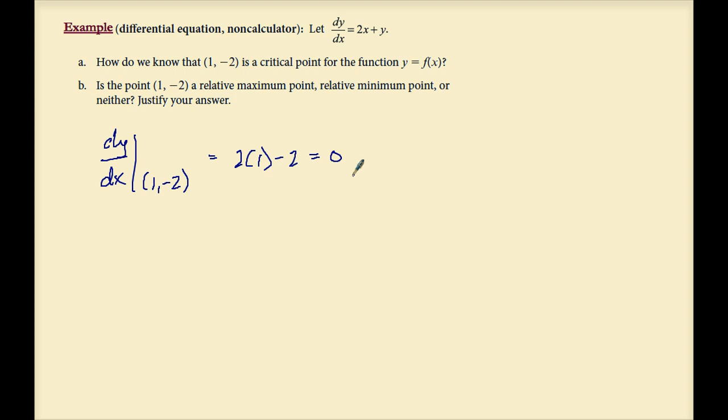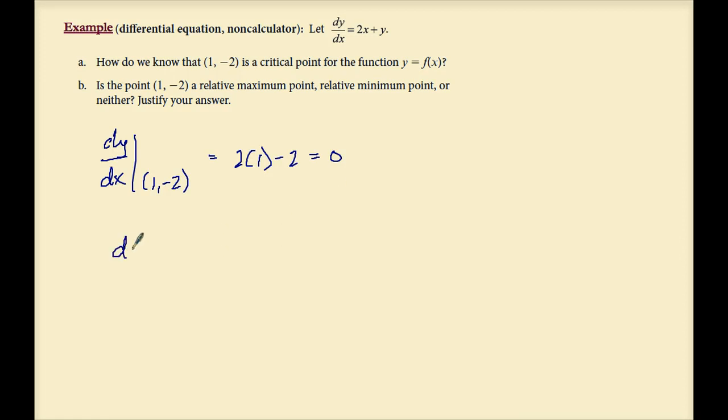Letter B. Is the point (1, negative 2) a relative maximum point, a relative minimum point, or neither? Justify your answer. We already know that (1, negative 2) is a critical number, so let's find its value in the second derivative. This will determine the concavity at that point, and from that we'll know if (1, negative 2) is a max or min.